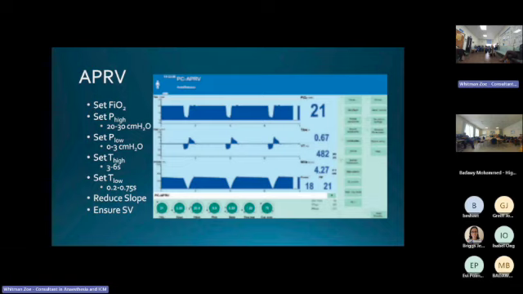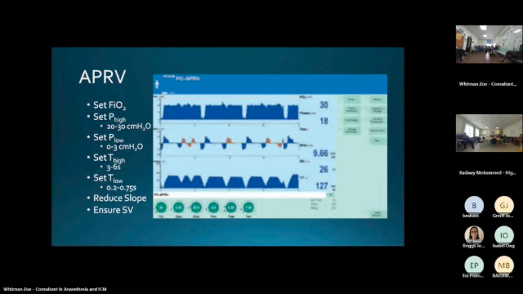You can reduce it in APRV because you don't have to do it in the same way; you're going suddenly from nothing to full. You want to get it there as soon as possible. And, like I said, try and make sure that there is some spontaneous ventilation. Like that one. You can see the little grey bits suggesting that they are breathing on top. That's what you want it to look like.